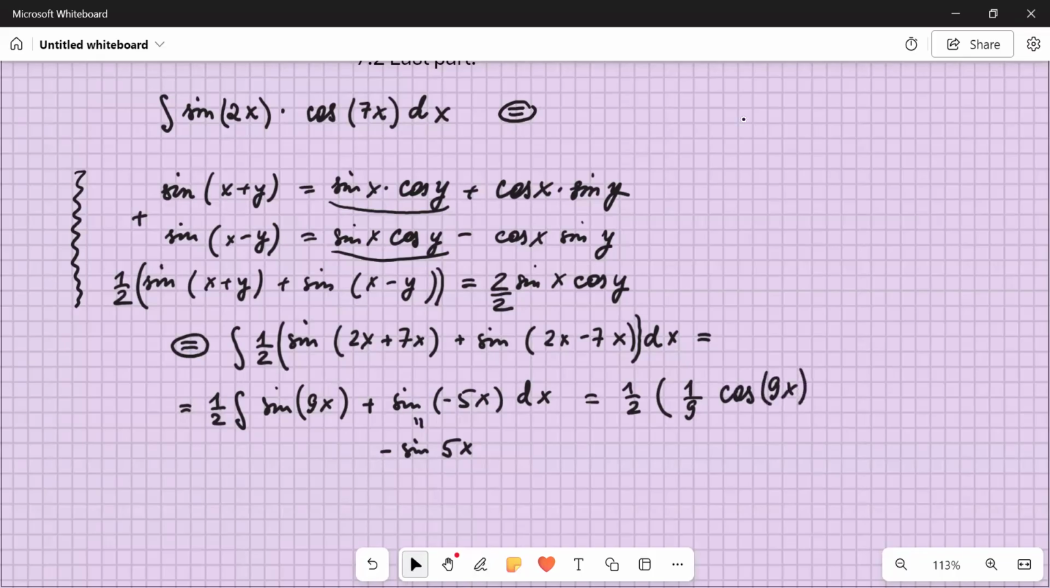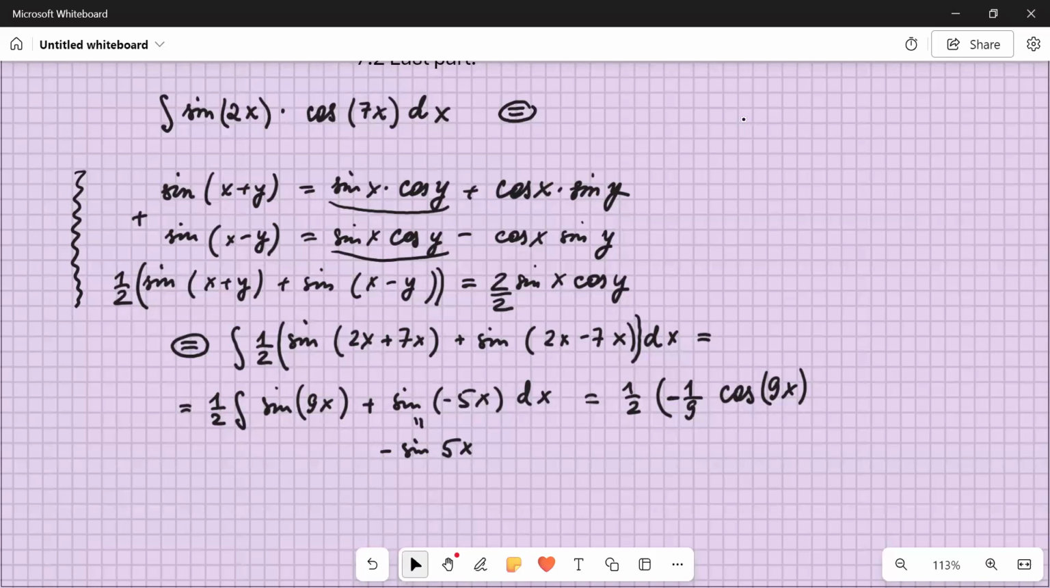Well, when I differentiate cosine, I'm going to get a minus sign. So I'll need an extra minus in front to compensate for that, right? Now I just differentiated. Cosine of 9x is going to give me sine of 9x with a minus, which cancels this minus, and multiplied by 9 because it's a composition.